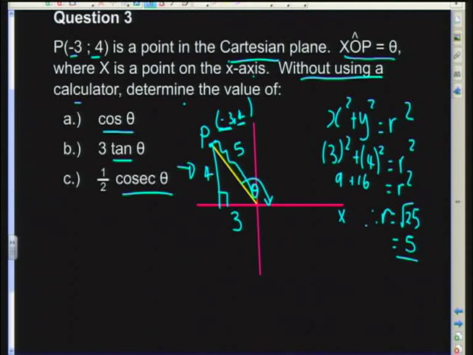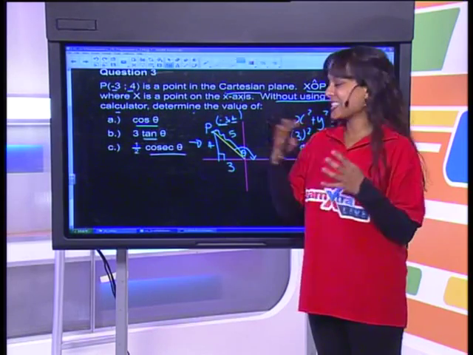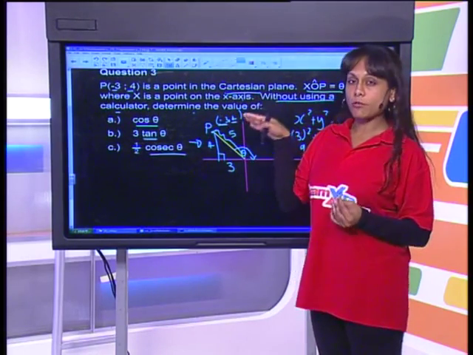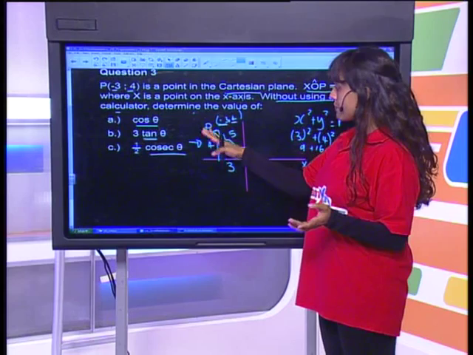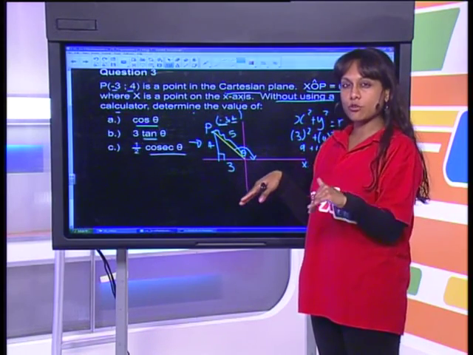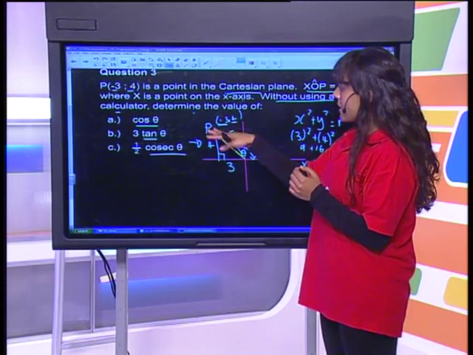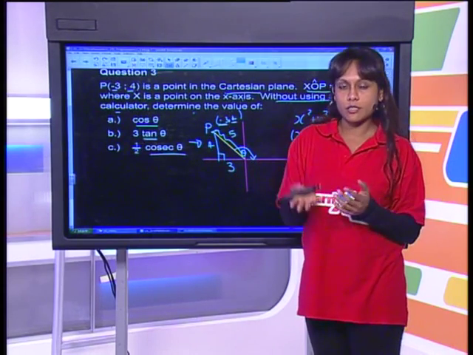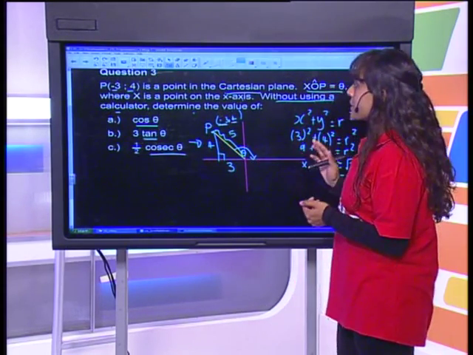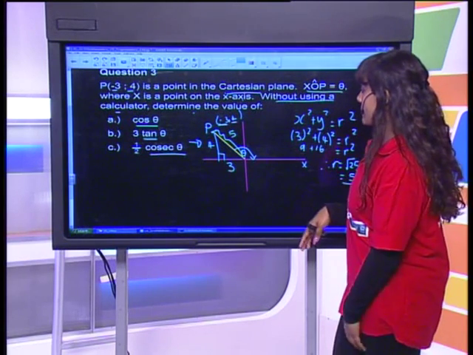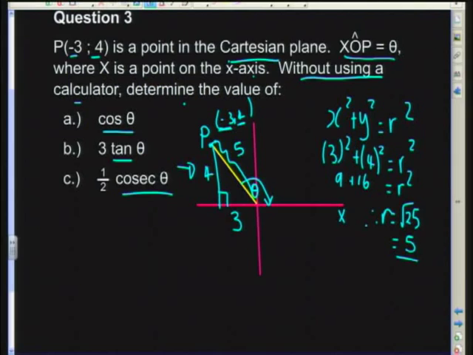So once you've now drawn this diagram, okay, so you've got your ray in the second quadrant, we've dropped a perpendicular from that point P to the x-axis, and we've got the distance of the x, the y, and the radius, we can now answer the questions. Okay, so the first one says, find cos of theta. We're going to go straight to our diagram and read it off.